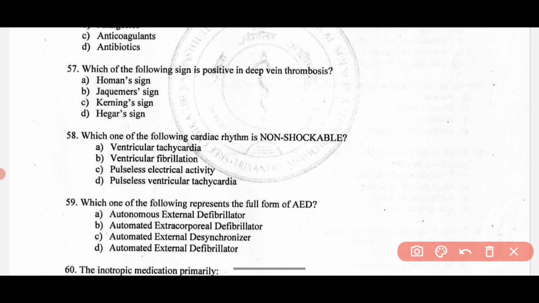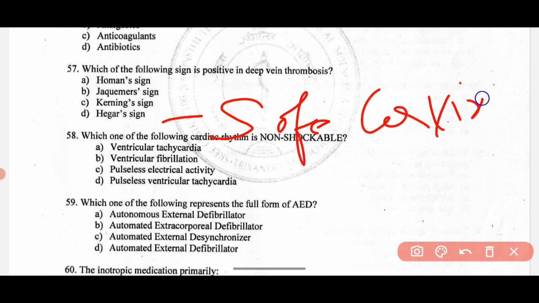Hegar sign is also a sign of early pregnancy. What will happen in Hegar sign? Softening of the cervix will take place, in the lower segment of the uterus. That is the keyword, lower segment of the uterus. And it happens in the 12th week of gestation. So Jacobian sign is related to early pregnancy, Hegar sign is related to early pregnancy, Kerning sign is related to meningitis, and the leftover is Homan sign.